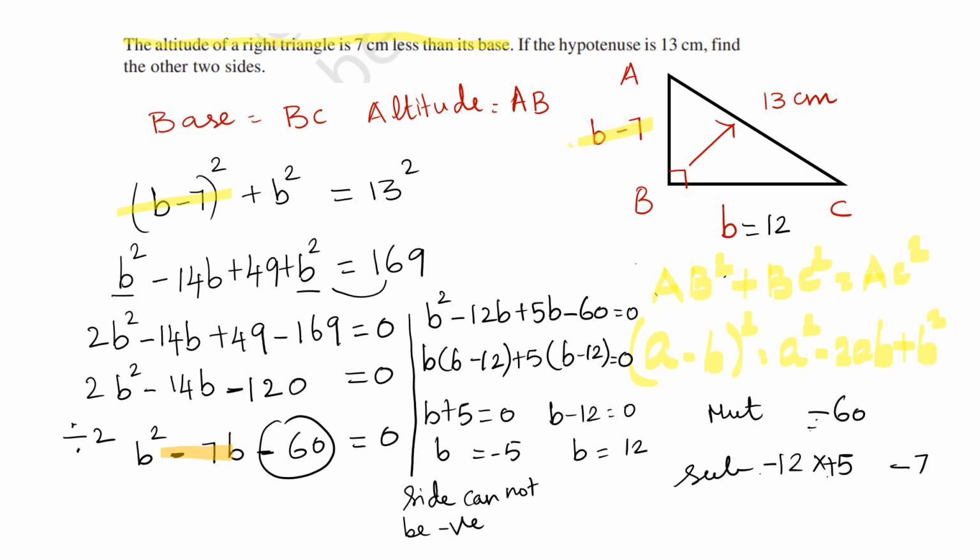Now we have to find b − 7. 12 minus 7, what will you get? 12 minus 7 will be 5. So base is 12, height is 5, that is your answer. Is it clear? We'll go to the next problem.